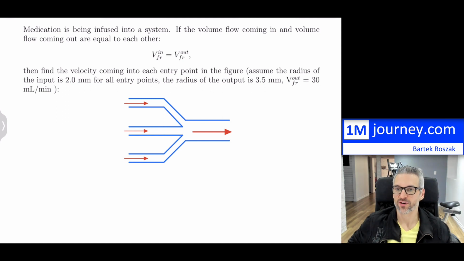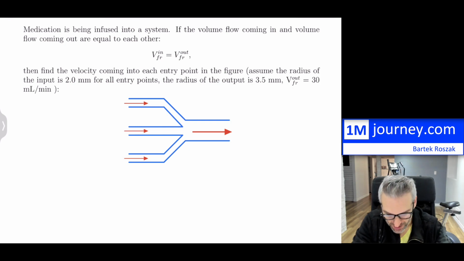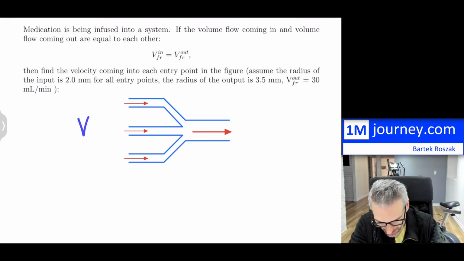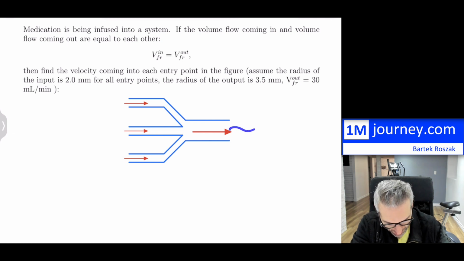Three examples. All right, so here's the first one. This one is with regards to volume flow, which is a division between the incoming and the outgoing pipes. Medication is being infused into a system. The volume flow coming in and the volume flow coming out are equal to each other. The volume comes in through three separate, yet equal, pipes, and then the medication comes out, so it fuses in.